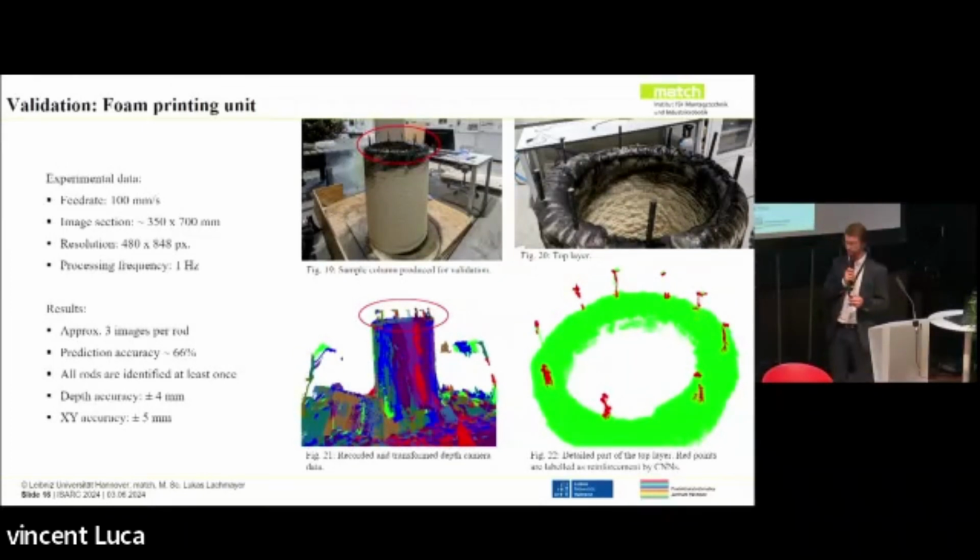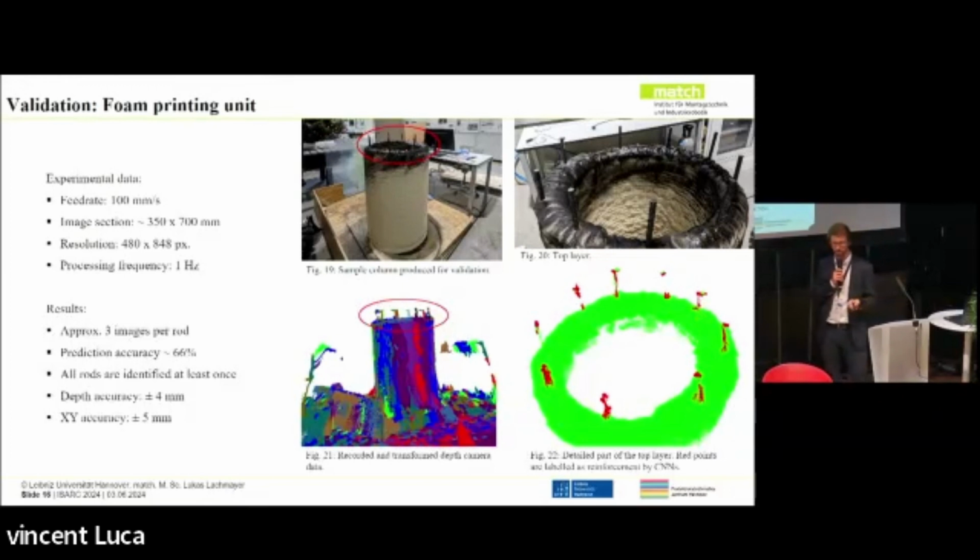And as I already mentioned, the accuracy is about 66%. So we have green dots in here, which are labeled as concrete, but which belong to the reinforcement. However, for each of the reinforcement bars, we have at least a small amount of points labeled as reinforcement, which allows us to detect each of the inserted short rebar elements.